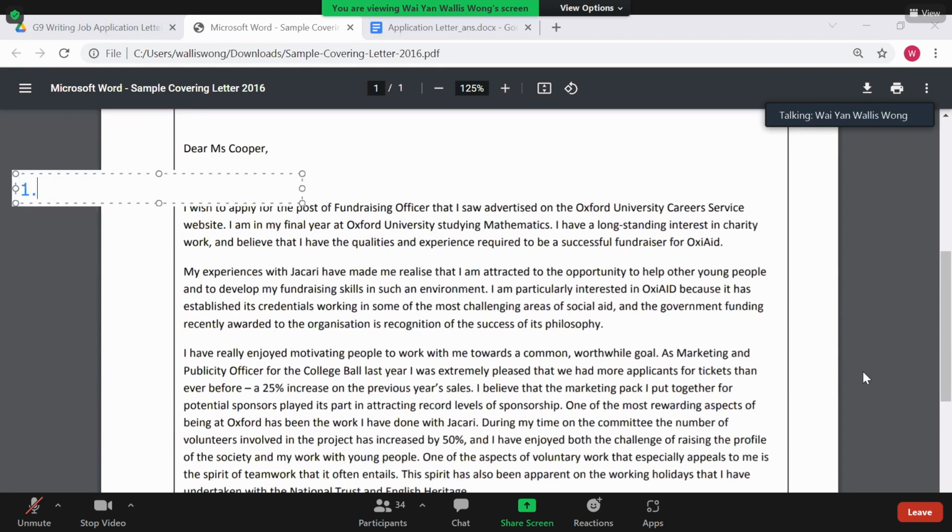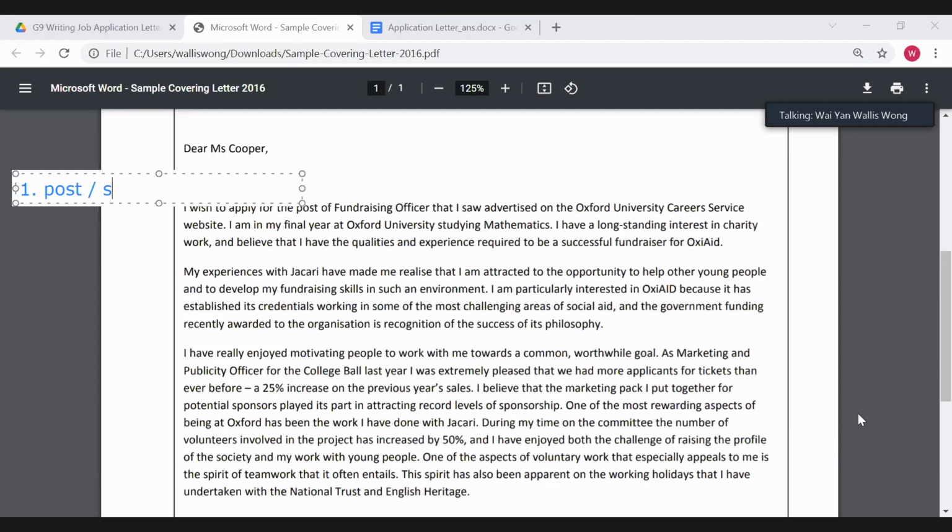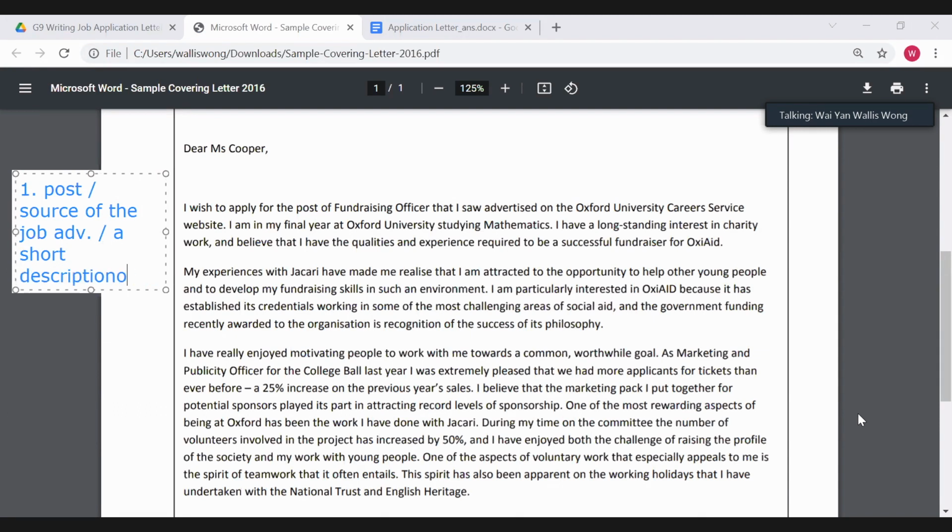Okay, maybe I start from here. So you talk about the post, and then you need to tell me the source of the job ad, from SEMP, from JobDB, etc. And then after that, you may give a short description of your qualification. Understand?